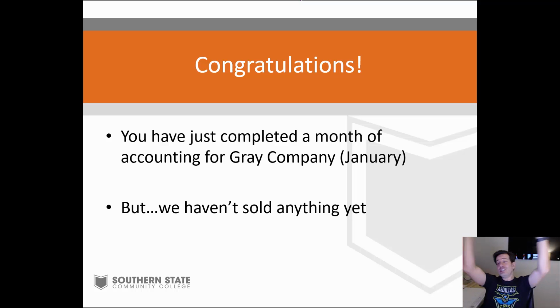So congratulations. We got done in half an hour here. It's a flurry of accounting activity, as I like to say. We completed an entire month of grade company accounting for the month of January. But we haven't sold anything yet. That's where we're going in chapter 3 and 4. We're actually going to skip chapter 3 and go right to chapter 4.